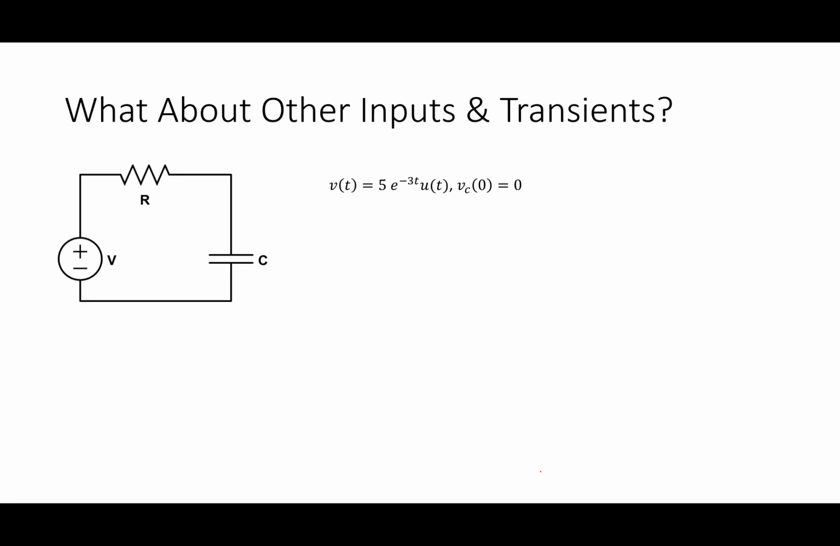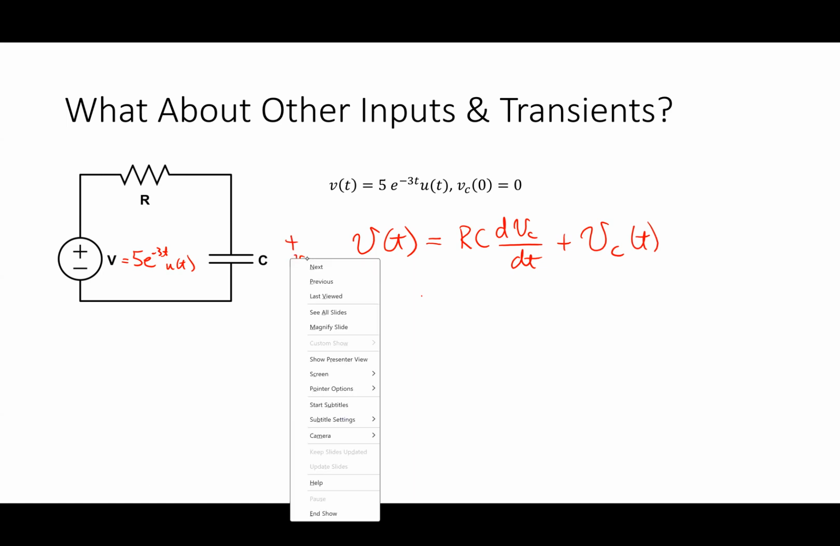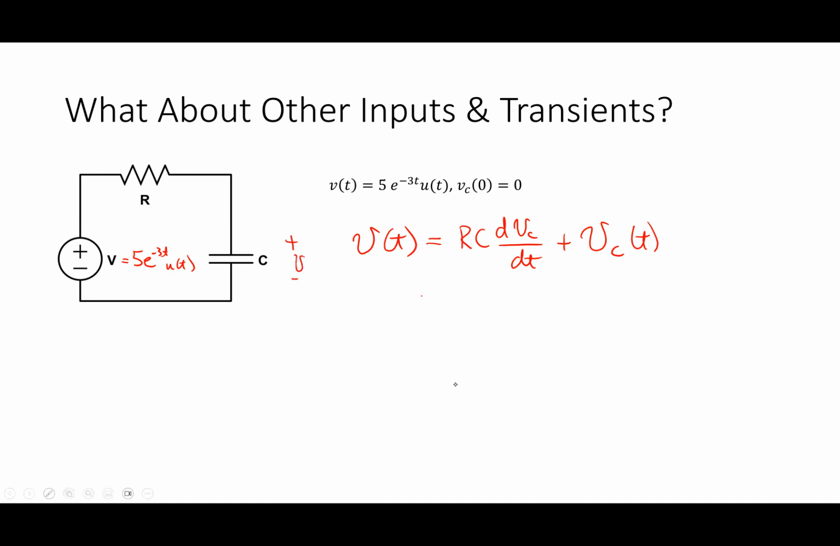In this case, I said V of t is equal to 5e to the negative 3t u of t. So I have a differential equation. We've already talked about this. The input is 5e to the negative 3t u of t. If you had to, you could do KVL around the circuit and get this differential equation, where V sub C is the voltage across the capacitor.